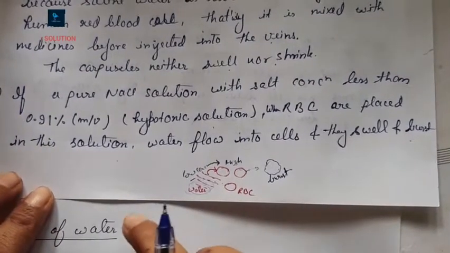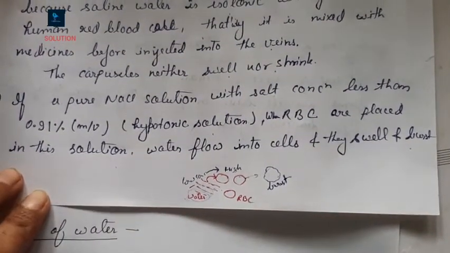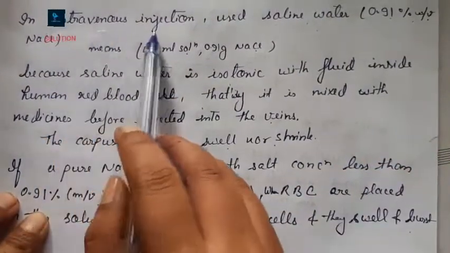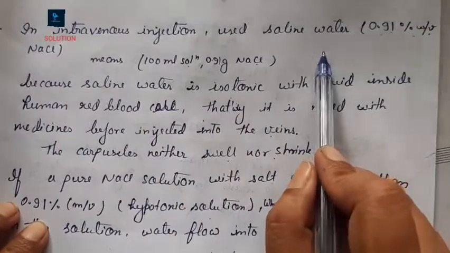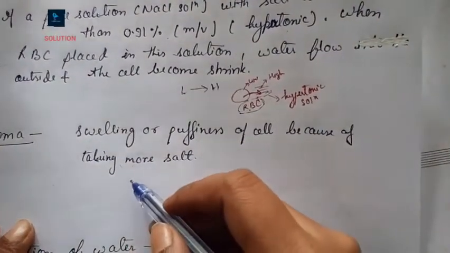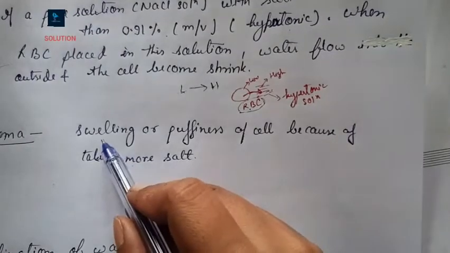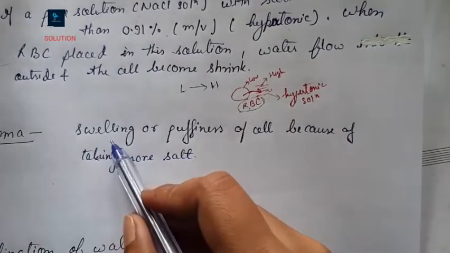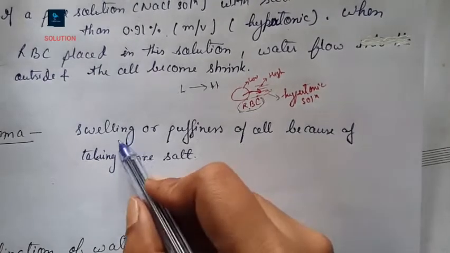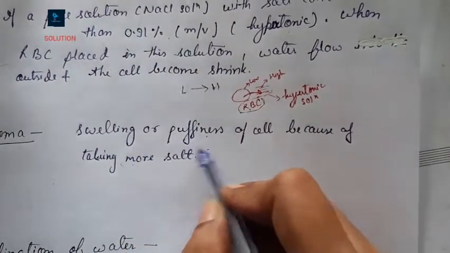So both conditions are dangerous. That's why in intravenous injections we use saline water. When we take more salt, what happens? Our RBCs, human red blood corpuscles or red blood cells, start swelling or puffiness, and this condition is called edema.